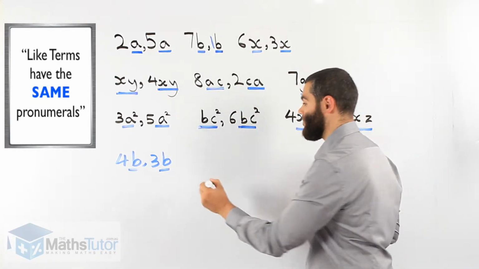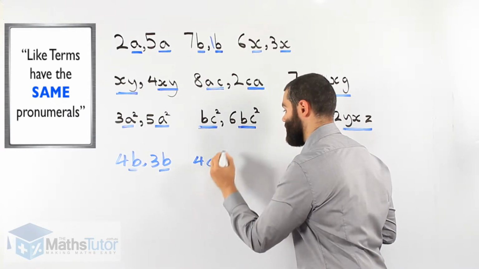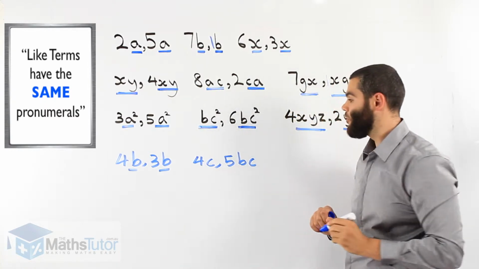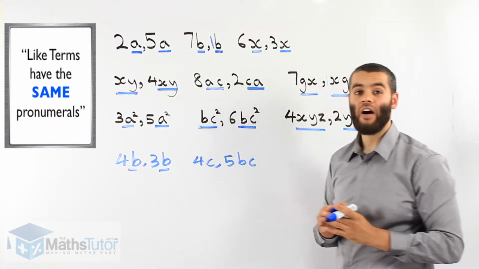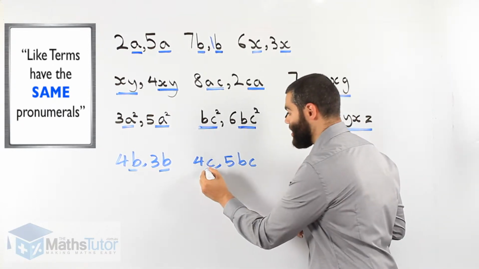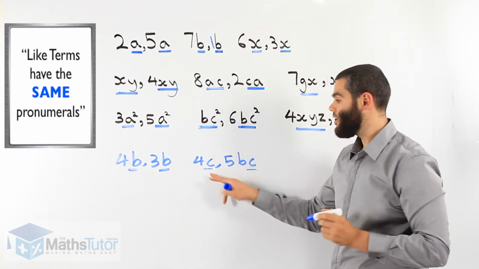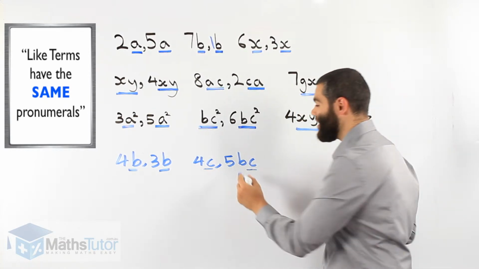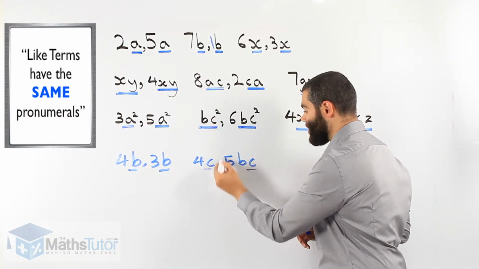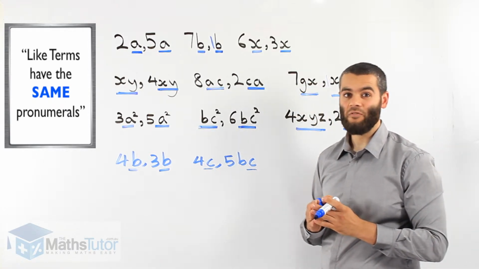What about this one here? 4C and 5BC. Well, are they like terms? We have a C here and we have a C here. But here we have a B and here we don't have a B. Therefore, these are not like terms. This is a term, this is another term, but they are not like terms because the pronumerals are different.